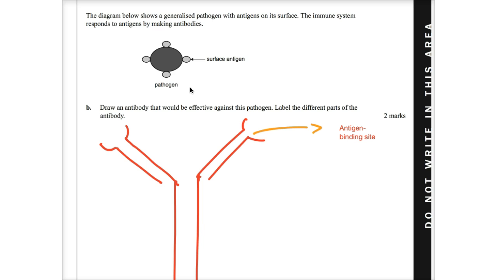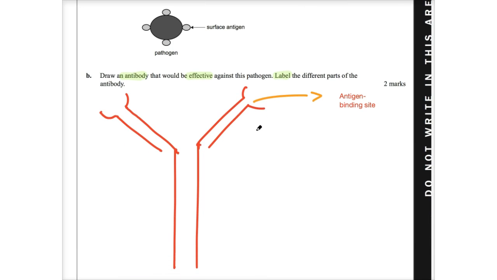And so moving forward, we move into part B. It says the diagram below shows a generalized pathogen with antigens on its surface. The immune system responds to antigens by making antibodies, and we know that in terms of the immune response. So here's our pathogen with its surface antigens, and B is getting us to draw an antibody that would be effective against this pathogen, and label the different parts of it. And this is the antibody that I've sketched.